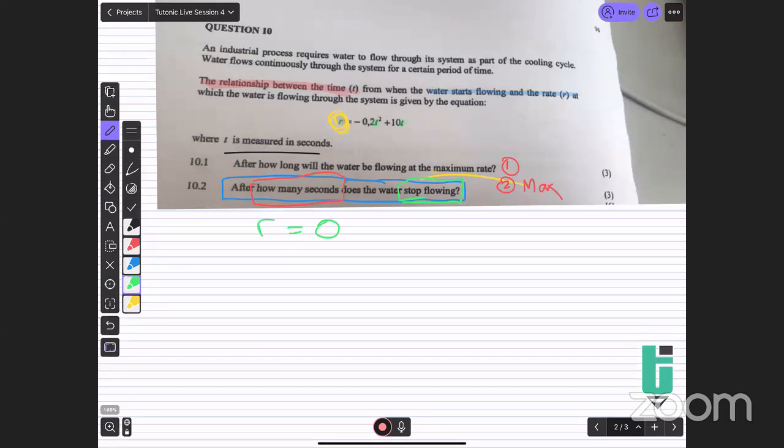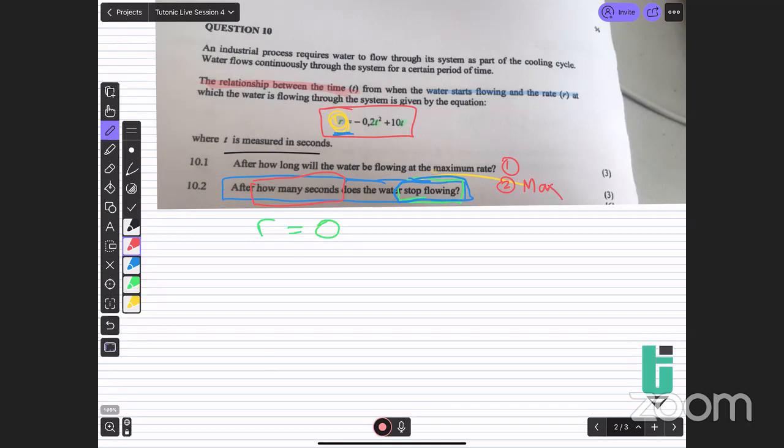So you guys were right when you said solve for t, but you're not telling me what I must do for r. It stops flowing. If it stops flowing, what does that mean for the rate? There's no rate. How can it be flowing if there's no rate? How can there be a rate if there's no flow? So therefore r is 0. Do you guys see that? So do you see how important it is to understand your equation and understand the mechanics of the equation?